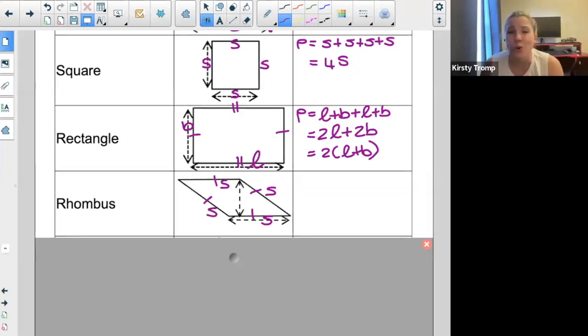Some teachers call this different things, like a height and a length and a breadth, all sorts of weird stuff. But actually the perimeter is going to be equal to, again, side plus side plus side plus side, or 4 sides. Or you could say length plus breadth plus length plus breadth. Or you could say 2 lengths plus 2 breadths. Same thing.